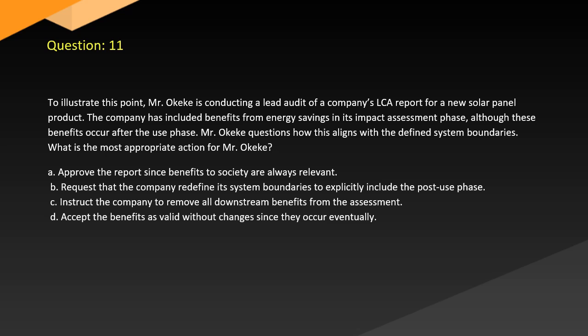Question 11. To illustrate this point, Oak is conducting a lead audit of a company's LCA report for a new solar panel product. The company has included benefits from energy savings in its impact assessment phase, although these benefits occur after the use phase. Oak questions how this aligns with the defined system boundaries. What is the most appropriate action for Oak? A. Approve the report since benefits to society are always relevant. B. Request that the company redefine its system boundaries to explicitly include the post-use phase. C. Instruct the company to remove all downstream benefits from the assessment. D. Accept the benefits as valid without changes since they occur eventually.